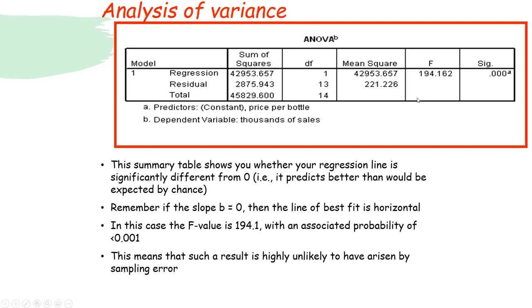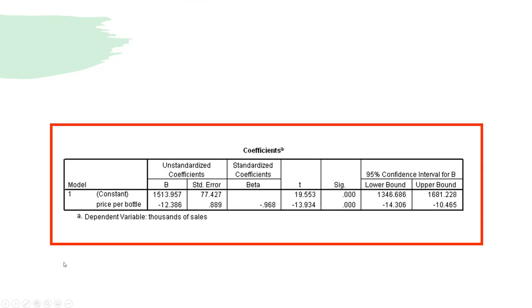In this case, F equals 194.1 with an associated probability of 0.01. We can reduce that to 0.001. It's probably another couple of zeros then a figure, but we can reduce it down to 0.001. This means that the result is highly unlikely to have arisen by sampling error. And then we have our beta coefficients and the significance of it. So it tells us the strength of the actual predictor, and that is very, very strong.